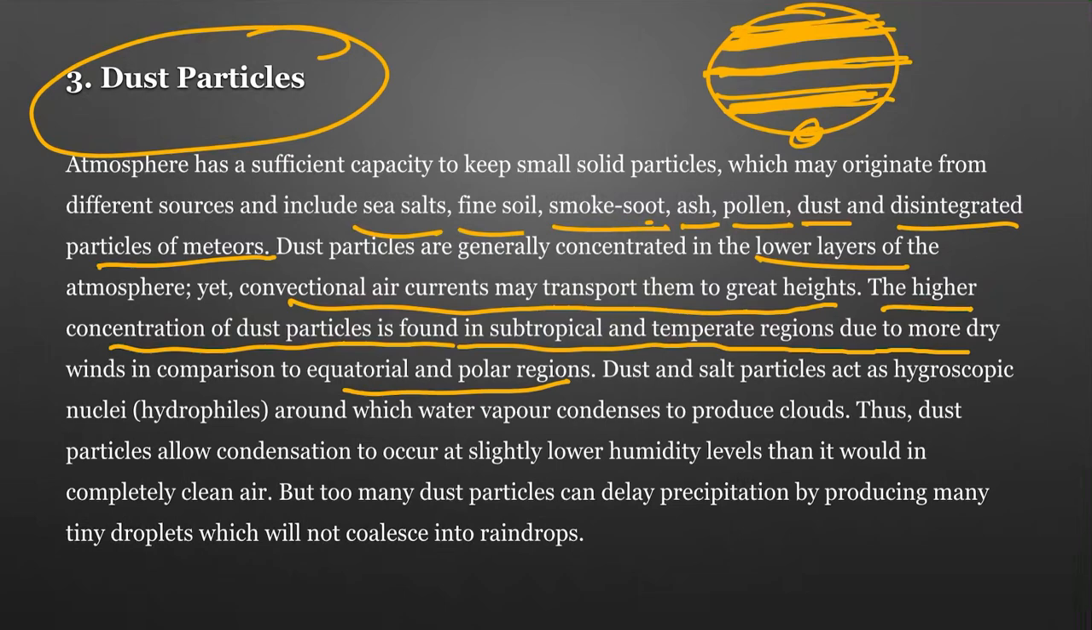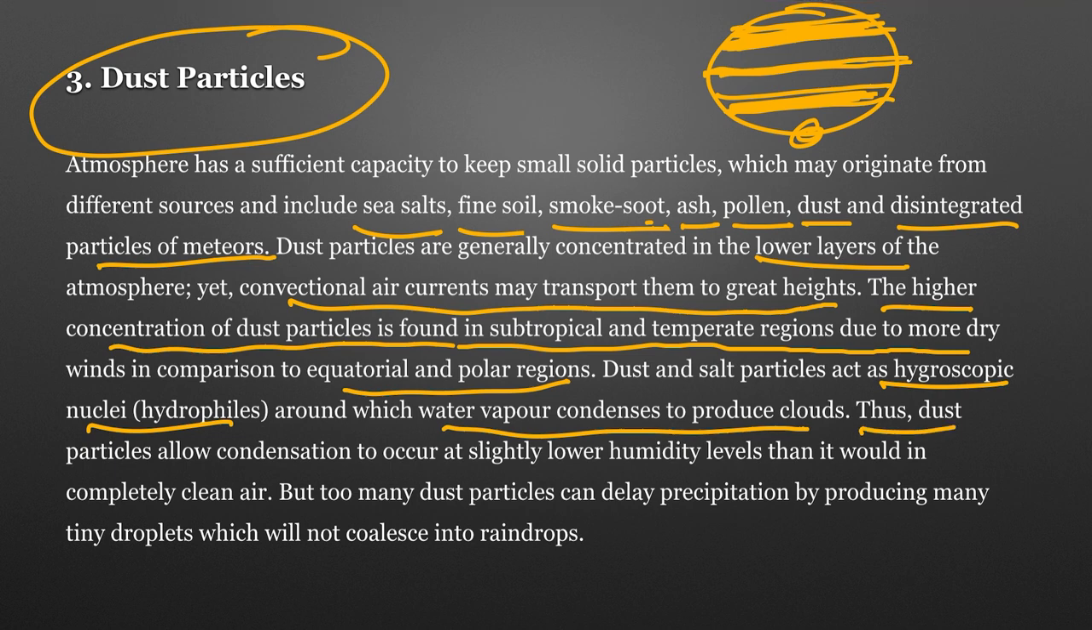Equatorial and polar regions don't have much dry winds. Dust and salt particles also act as hygroscopic nuclei. What is a hygroscopic nucleus? It means it is hydrophilic. It attracts water vapor. Water vapor condenses around a hygroscopic nucleus. It means around a dust particle.